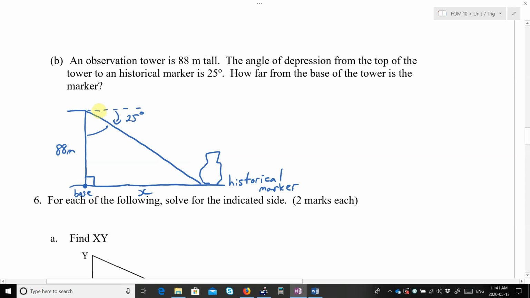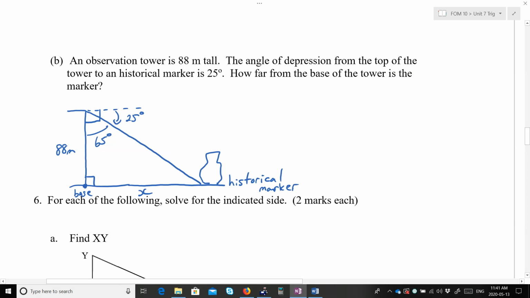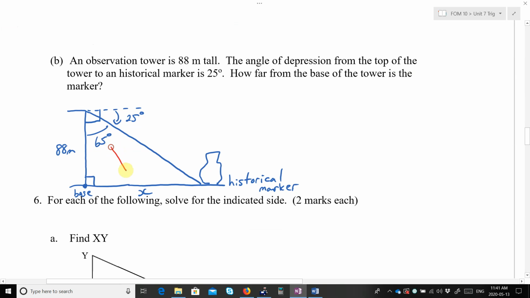The other piece of the puzzle is that from the dotted line to the tower is 90 degrees. So if the angle of depression is 25, you go 90 minus 25, which is 65, to get the angle inside the triangle. So now there's the angle that we have. Across from it is the opposite side. Across from the 90 is the hypotenuse. So this 88 is the adjacent.